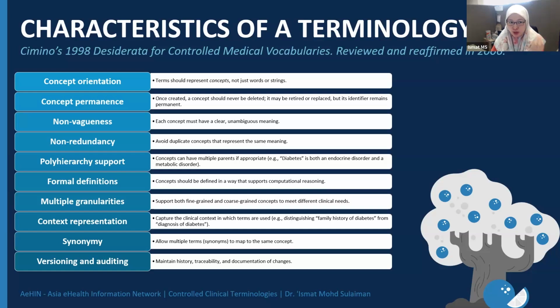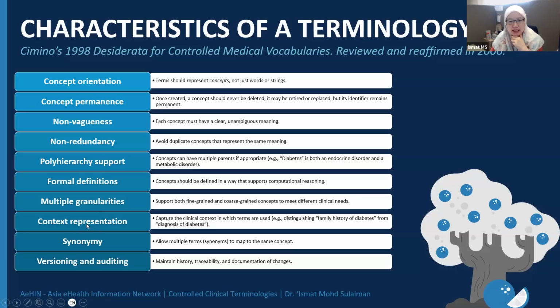So, for example, it has to have a concept. The concept must be permanent, with a unique identifier. It's unambiguous, there's no duplication. It can support multiple parents, polyhierarchy. It has a formal definition, meaning a logical definition. It has that logical structure. And it has different levels of granularity, so you have those children concepts.